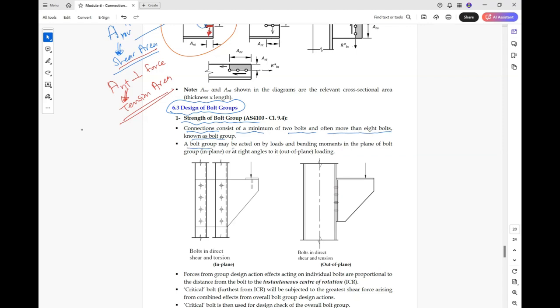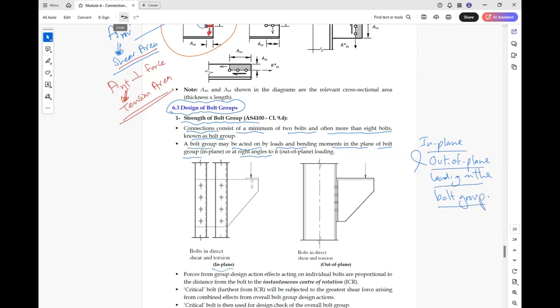A bolt group may be acted on by loads and bending moments in the plane of the bolts, or in a plane at right angle to it, out of plane loading. So we can have in-plane loading and out-of-plane loading on the bolt group connection.